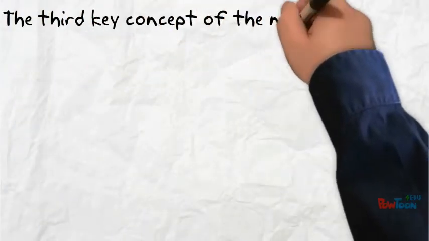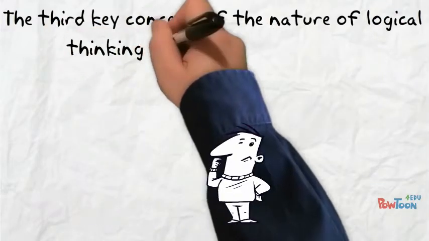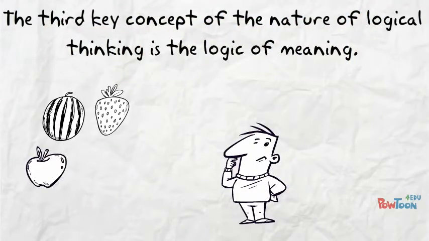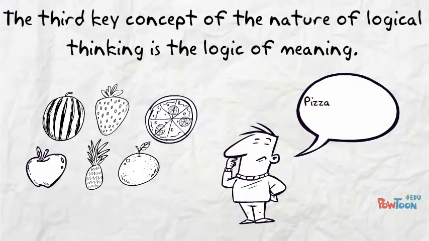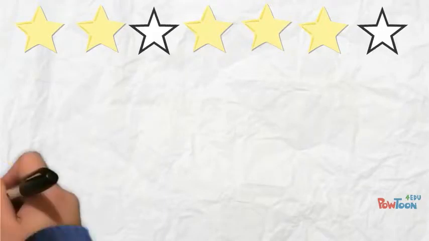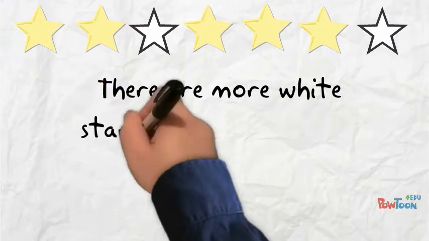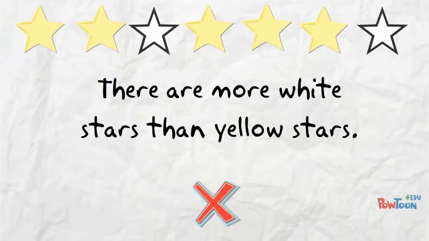The third key concept in the nature of logical thinking is the logic of meaning. Extensional logic refers to the logic of operational thinking. For example, the meaning of a term or a statement is based on its extension to other terms or statements, or even a collection of white and yellow stars. The statement, "There are more white stars than yellow stars," is false. The relative quantity of the white stars is determined by the other types of stars in the collection.